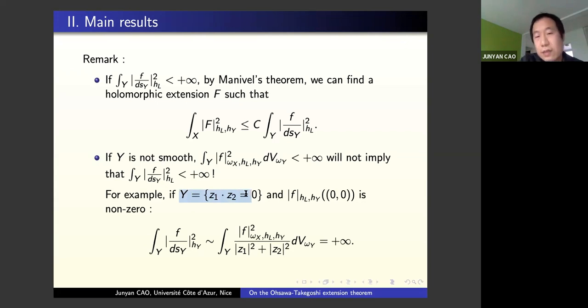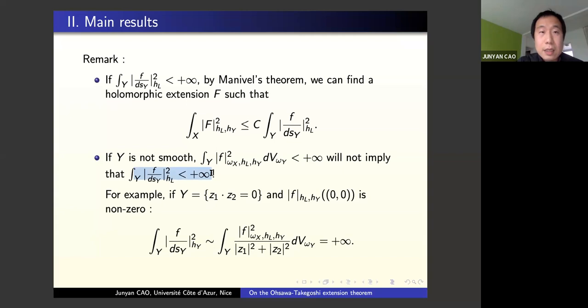So for simplicity, we assume that Y is the union of two components. Y is defined by set one times set two equals to zero. And we suppose that H_L and H_Y are smooth and f is not equal to zero at the origin. In this case, we know that this L2 norm is bounded. But the L2 norm of this term is equivalent to this integral, which is equal to infinity if f is not equal to zero at the origin. For this example, it tells us that in fact, for applications, the assumption that this L2 norm is bounded is too restrictive. So in general, we could not assume this one.